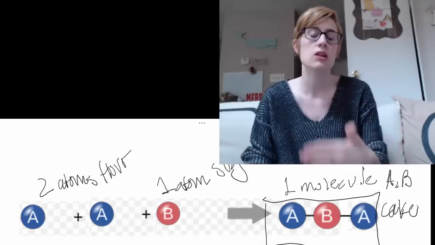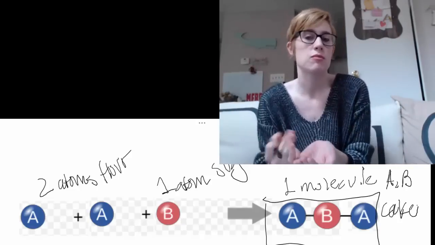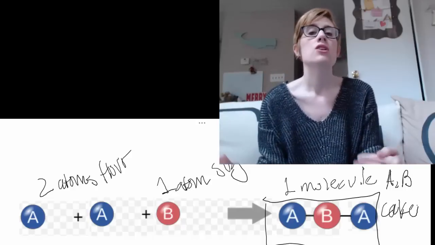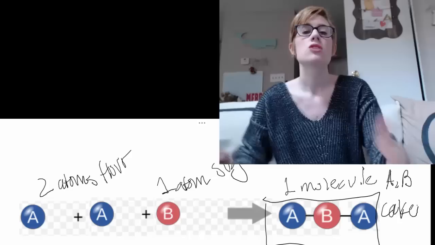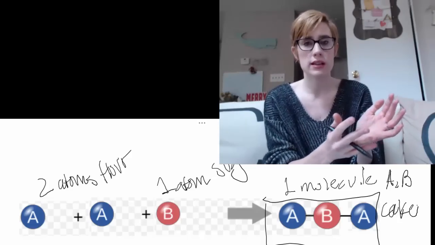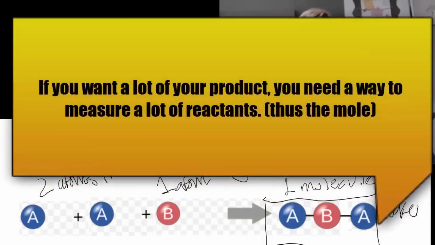So in chemistry, we have the same problem. How do I get 2 atoms of A and 1 atom of B? I can't just pluck those out of a bottle. So we use something called the mole. The mole is a much larger number, so it can stand for a large amount of ingredients. Essentially, a reaction is not helpful if it only produces one molecule. It would be much more helpful if it produced millions and millions of molecules. If you want a lot of your product, then you're going to need a lot of your reactant. And so our number that's going to stand for a lot of our reactant is going to be the mole.